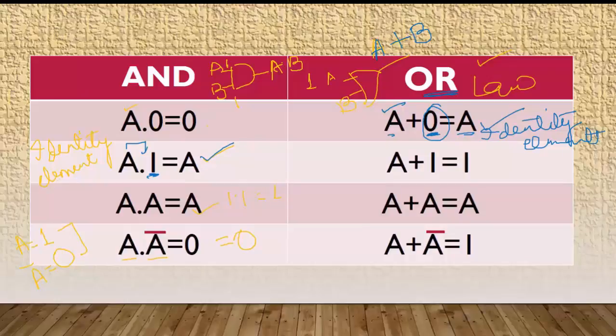Now, A plus 1 is a law. So A plus 1 is 1. This you have to keep in mind, because sometimes while solving you will have a doubt with this. So A plus 1 is 1. A plus A is equal to A, and A plus A bar is 1. That I told you, if this is 1 and this is 0, so this will be 1. This is the complement law. Okay, now next.